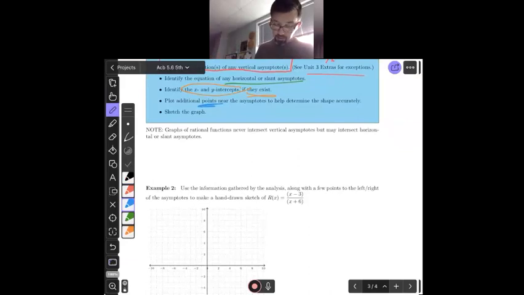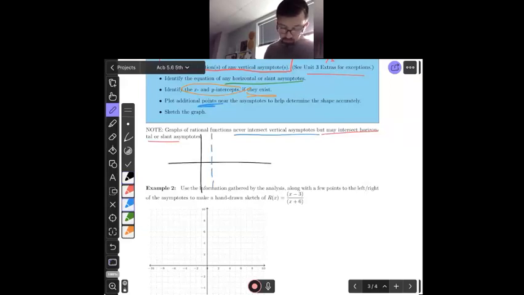So a little note here says that they never intersect the vertical asymptote, but they may intersect the horizontal or slant asymptote. So what that ends up looking like if they do, so if I have a problem, here's my vertical, here's my horizontal, and if my graph, so maybe on this side of this top left corner, it does something like this, and it looks pretty normal. It's just kind of sitting there in the corner.